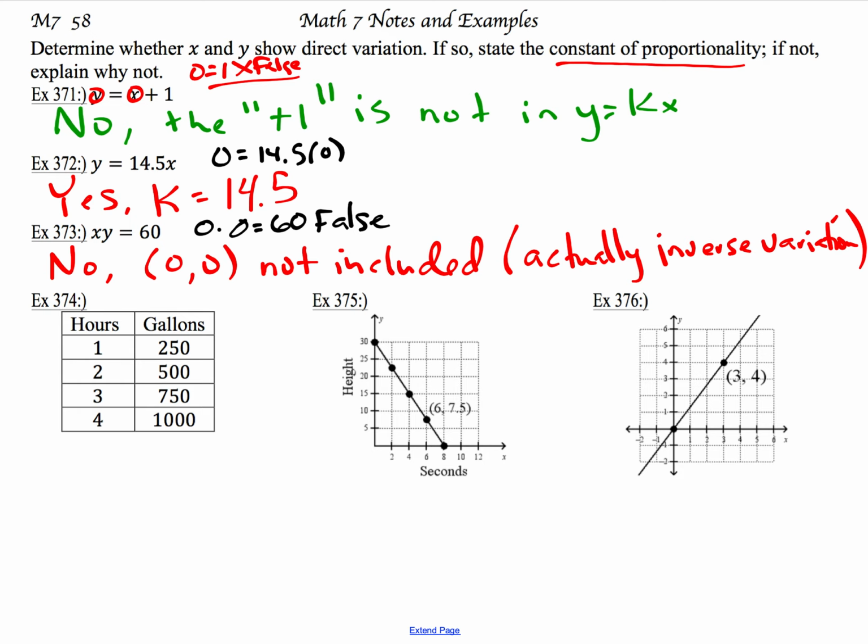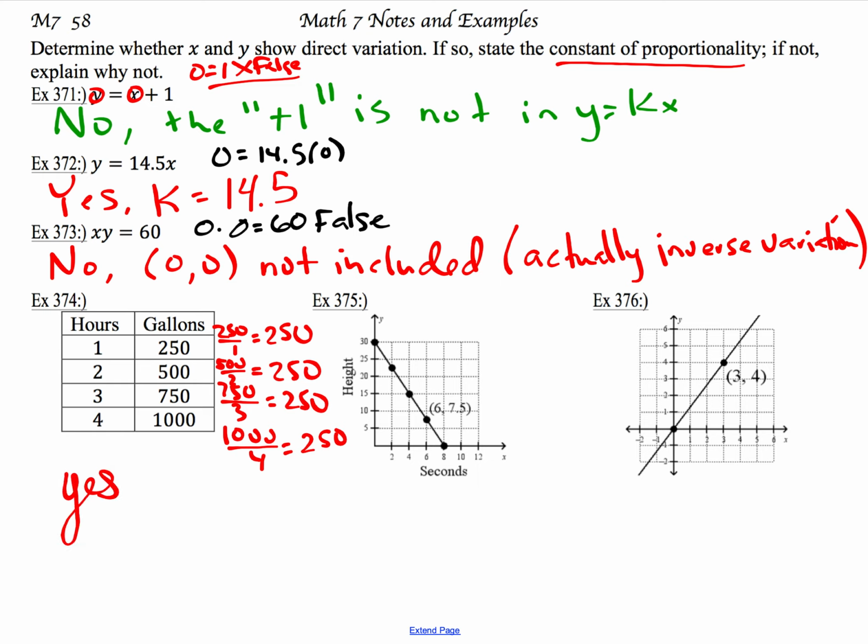If we do 250 gallons in 1 hour, that's 250 gallons per hour. If we do 500 gallons in 2 hours, that's 250 gallons per hour. 750 gallons in 3 hours is 250 gallons per hour. 1,000 gallons in 4 hours is 250 gallons per hour. So this is definitely proportional, so it definitely shows direct variation, and the constant of proportionality is just that ratio, 250.